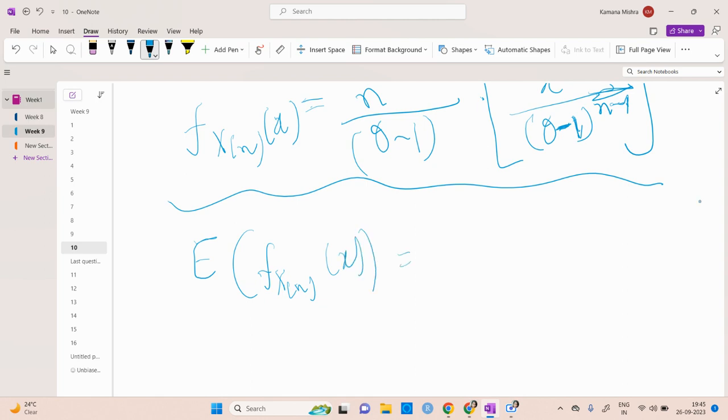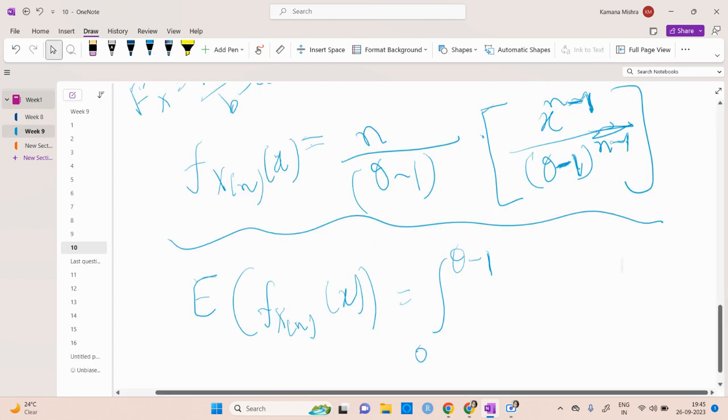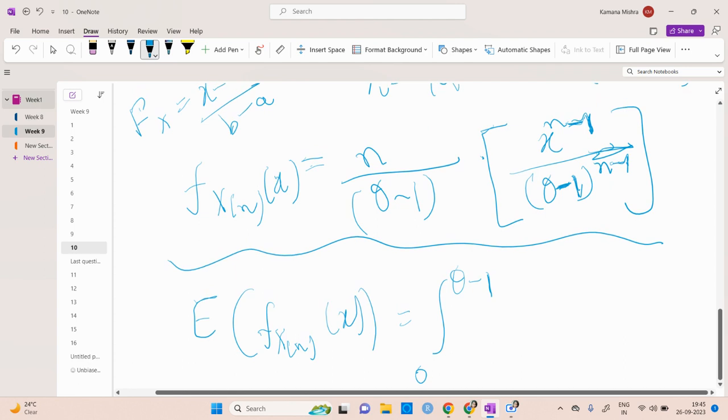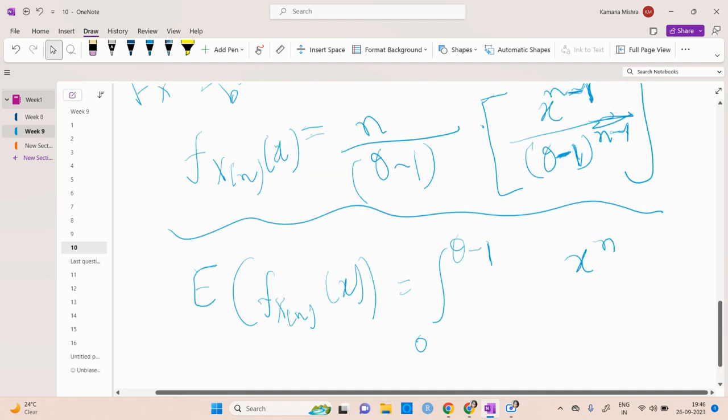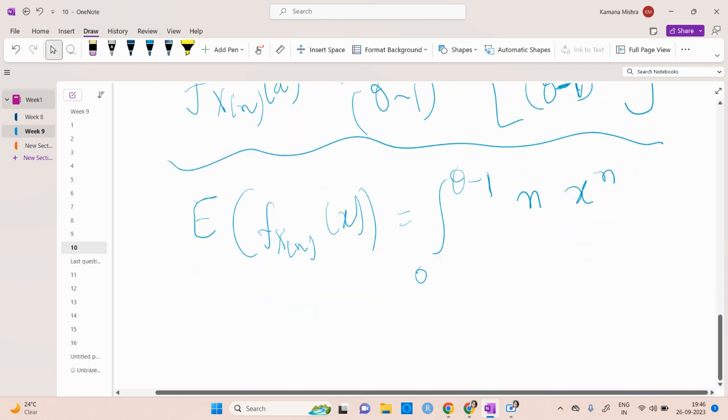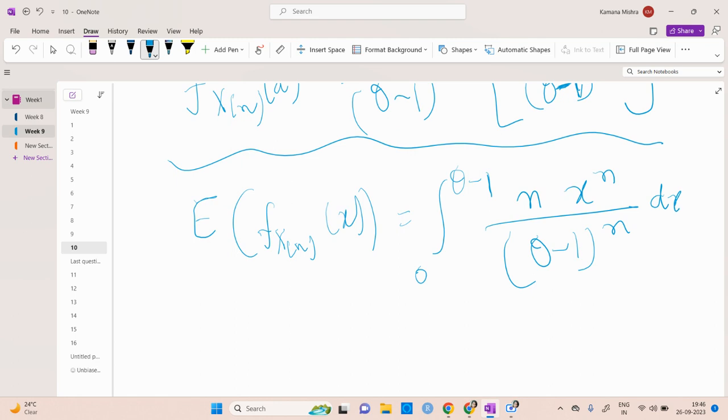0 to theta minus 1, this is the range. Then you have x to the power n minus 1 here, and one x will come from here, so you will have x to the power n. Here you have n, and in the denominator you have theta minus 1 to the power n dx, right?